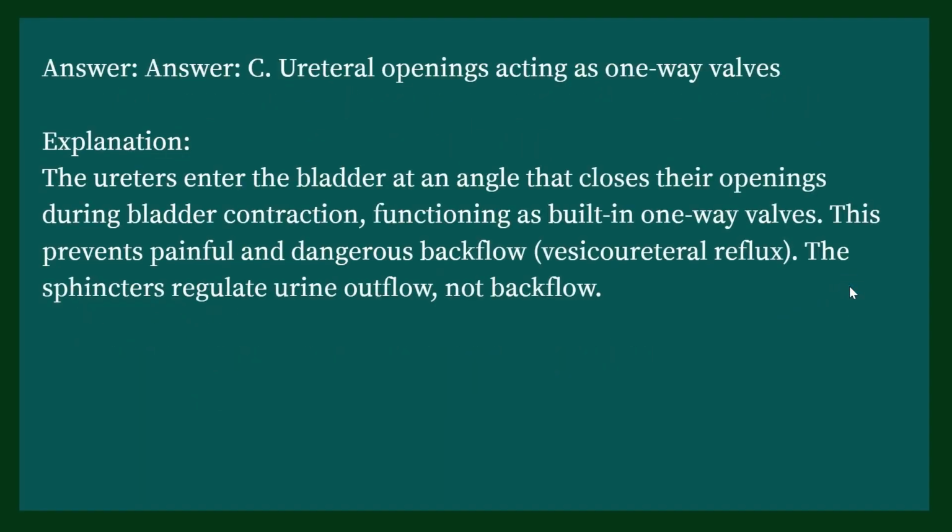So the answer is C, ureteral openings acting as one-way valves. Explanation: the ureters enter the bladder at an angle that closes their openings during bladder contraction, functioning as built-in one-way valves. This prevents painful and dangerous backflow. The sphincters regulate urine outflow, not backflow.